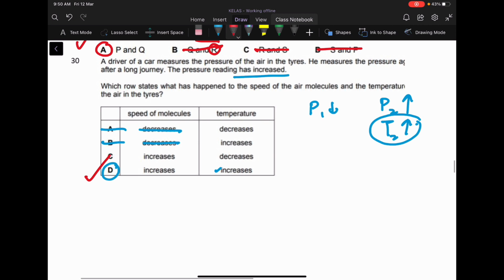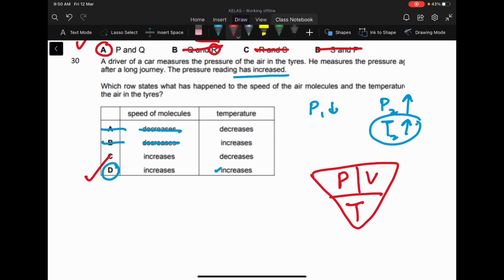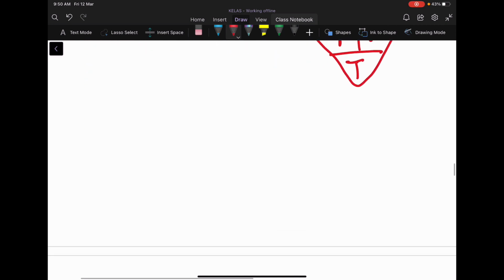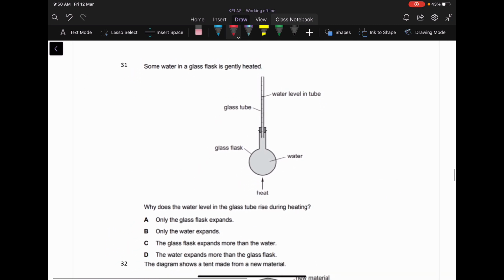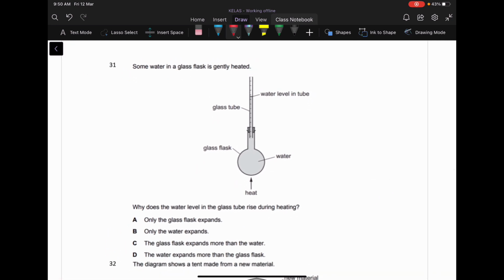Okay, so this is in topic PVT. This one is Gay-Lussac's law, the pressure law. Some water in a glass flask is gently heated. Why does the water level in the glass tube rise during heating? When you heat, the water level rises.